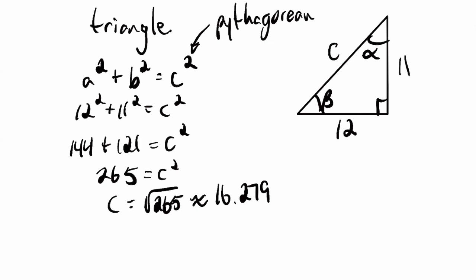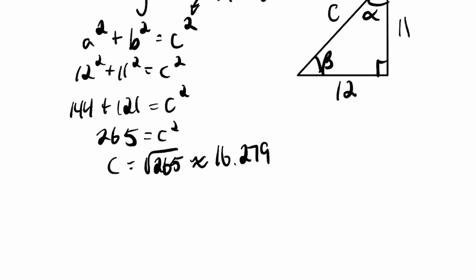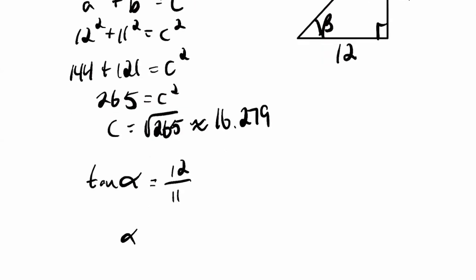So what I'm going to do is, since I'm doing alpha, I'm going to use the opposite and the adjacent, right? Essentially y over x. So this is going to be 12 over 11 will be the tangent of alpha. So I can say tan alpha equals 12 over 11. So that means that alpha equals tangent inverse of 12 over 11.